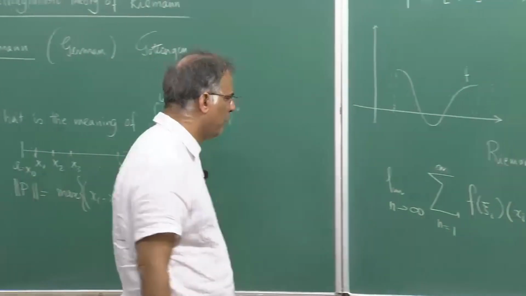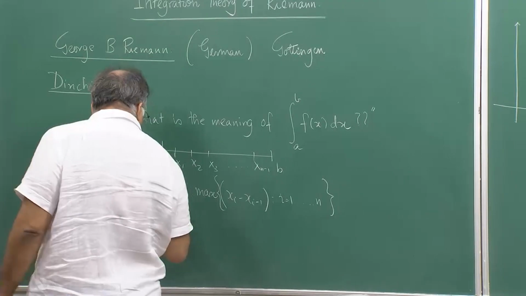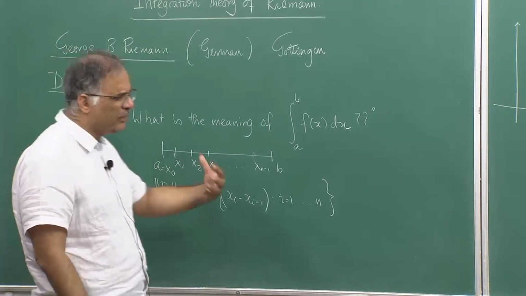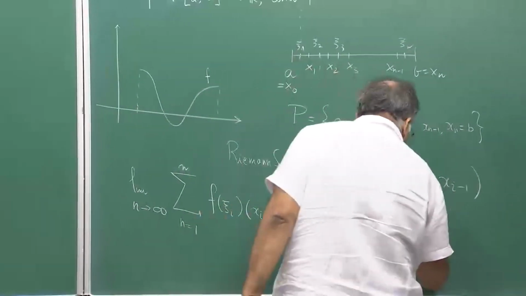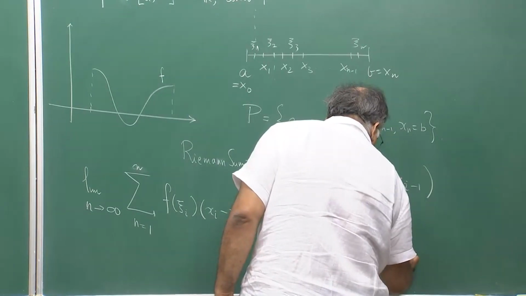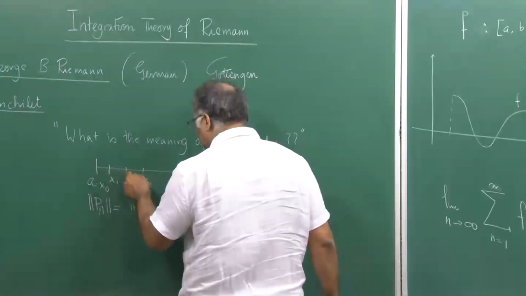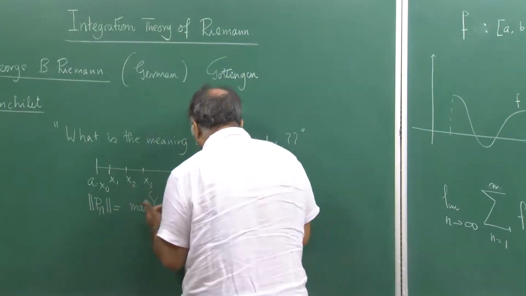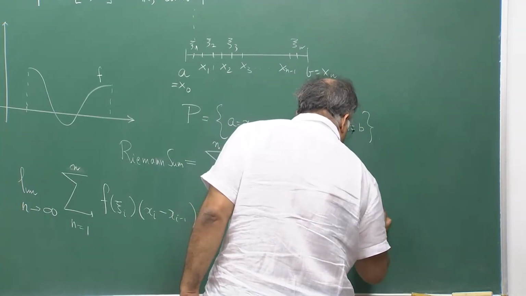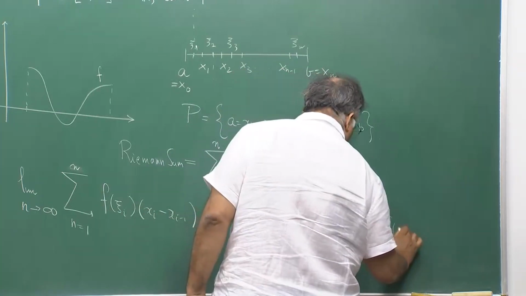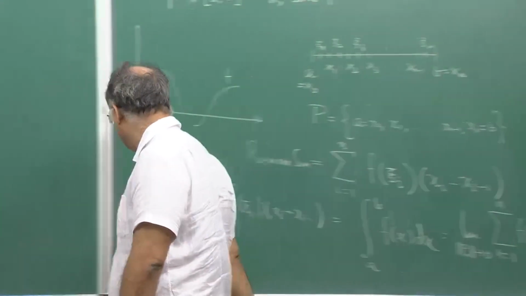So, you can keep on choosing. If you have n points, you can call the partition P_n. If you have n plus 1 points, you can call the partition P_{n+1}, and so on and so forth. So, this can also be defined as the limit as the norm of P_n tends to 0, that is, as you put more and more points in, as you increase n, this norm of P_n would keep on decreasing. This is the same as what we have written here. Some authors also want to write the Riemann sum in this fashion.